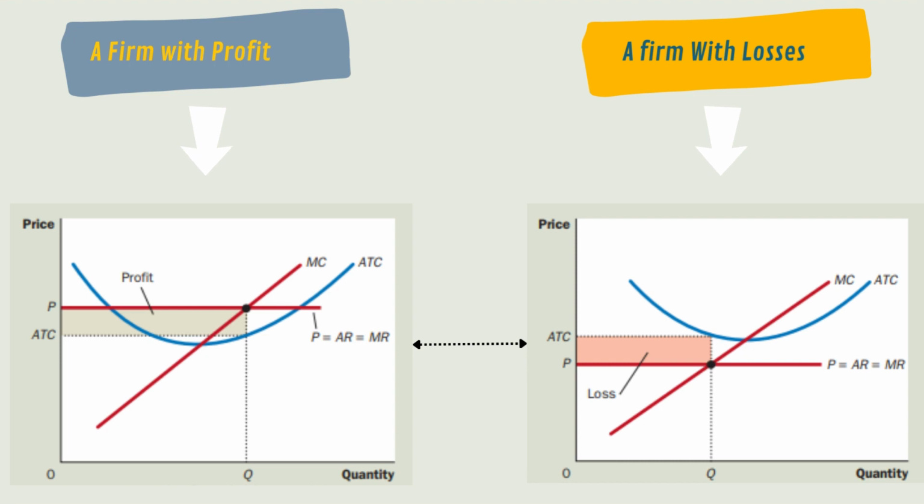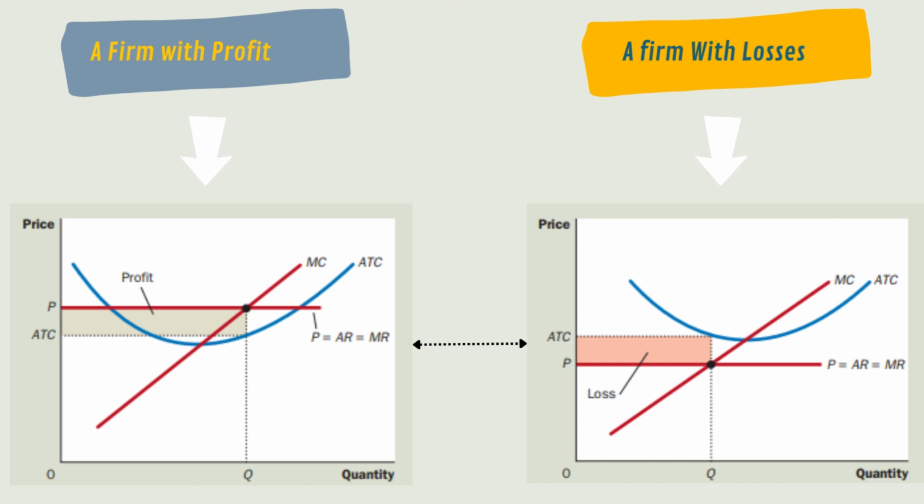Panel A of Figure 5 shows a firm earning positive profit. As we have already discussed, the firm maximizes profit by producing the quantity at which price equals marginal cost. Now look at the shaded rectangle. The height of the rectangle is P minus ATC, the difference between price and average total cost. The width of the rectangle is Q, the quantity produced. Therefore, the area of the rectangle is (P minus ATC) times Q, which is the firm's profit.